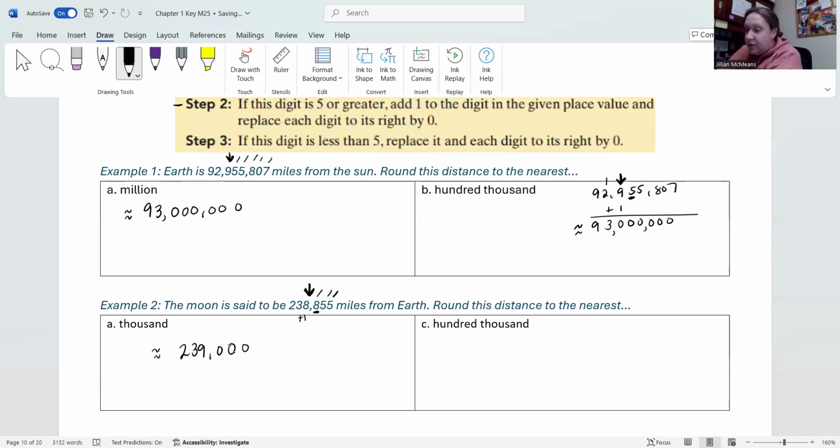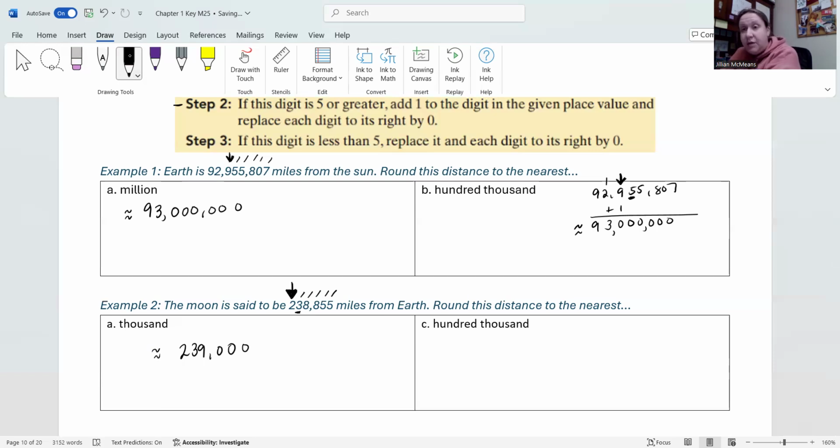Okay. Now, next up for part B, we're dealing with the same distance from Earth to the moon or moon to the Earth. And we want to round this to the nearest 100,000. So let's see. We've got the ones, tens, hundreds, thousands, 10,000s, 100,000s place. Okay, so the first digit, the 2, is in the 100,000s place. But the digit to the right of that tells us if we round up or down. So to the right, I have a 3. That tells me I'm going to round down because it's less than 5.